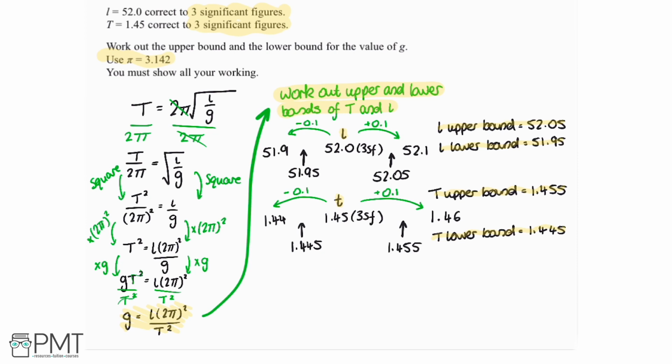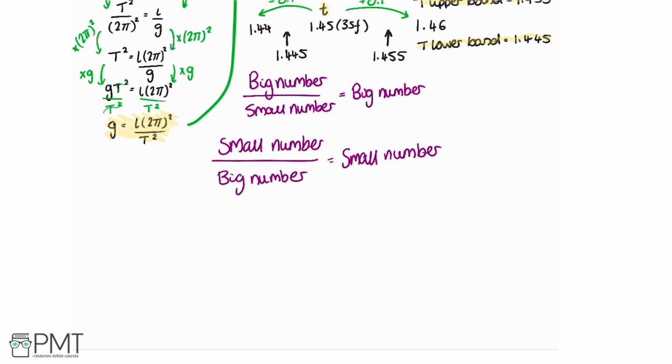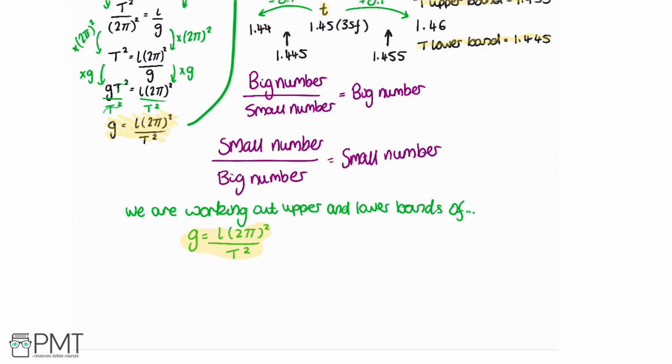Great, so now we've got all we need to work out the upper and lower bound of the value of G. If I've got a big number, and I divide it by a small number, I'm going to get a big number. And now let's think, if I took a small number and I divide it by a big number, that's going to equal a small number. Okay, well, why is that relevant? We're working out the upper and lower bounds of G equals L multiplied by 2 pi squared over T squared. And it's like a fraction. We've got L on the top and T on the bottom.